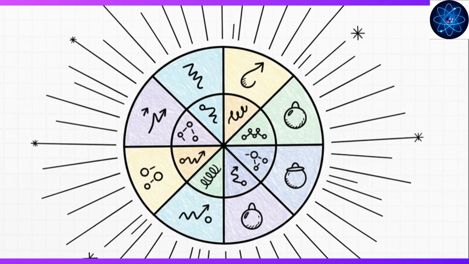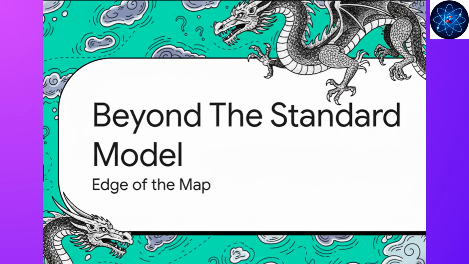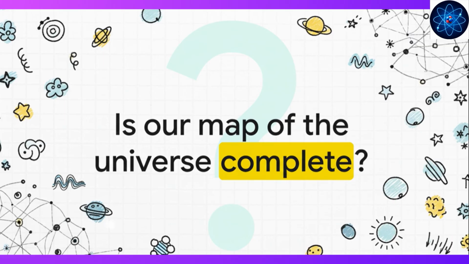But just like those old maps of the world that had dragons and sea monsters drawn at the edges, our map has some pretty big unexplored territories. There are parts of the map that are just blank. Which, of course, brings us to the biggest question for any physicist alive today.